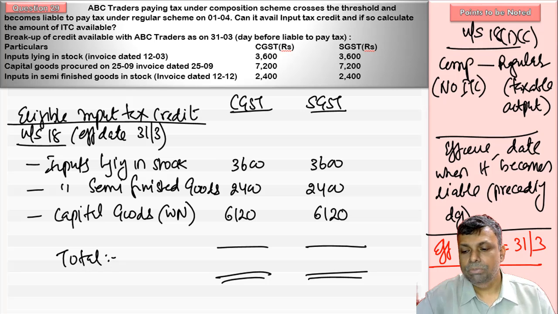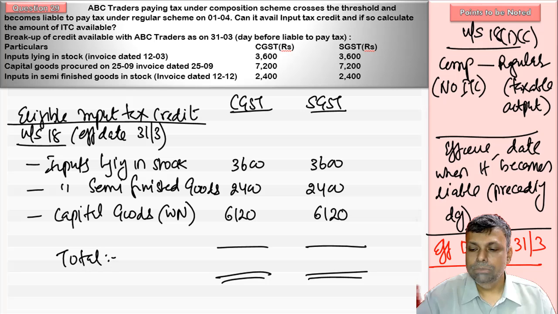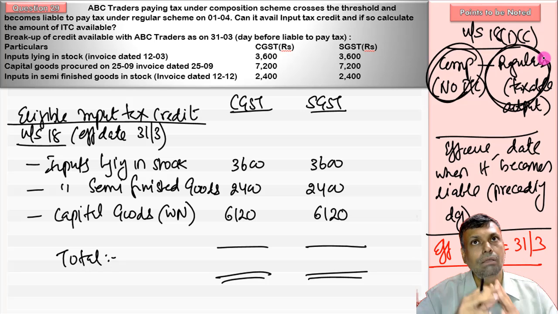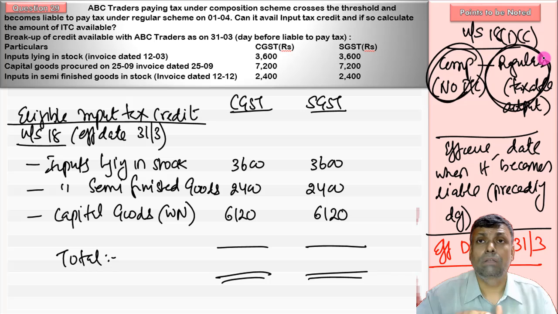Okay, now in this particular situation, friends, you are eligible for the input tax credit. Previously you were in the composition scheme, for example, because this question is like that. Now you are coming into the regular category. So when you come from composition to the regular category, after the cutoff date you are going to become taxable in the normal regime.